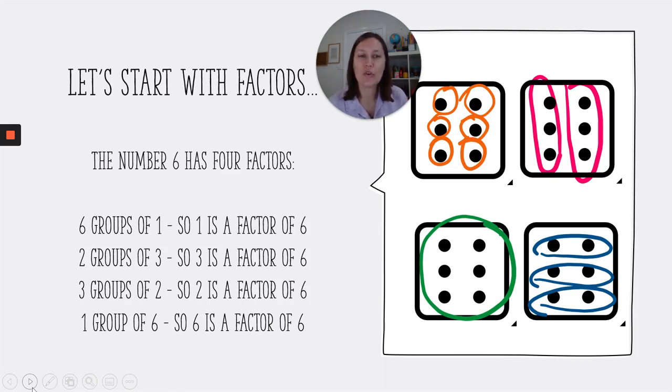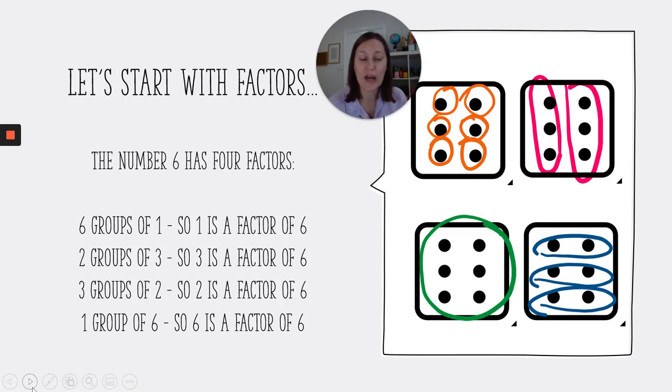Okay, then we're going to look at the one next to the orange circles, the one that has the big pink ovals on it. And you'll see that I have put one of those circles around 3 dots and the other one around another 3 dots. There are no dots left out on the face. All 6 dots are included in 2 groups of 3. So that means that 3 is also a factor of 6 because I can break 6 into groups of 3 and none are left over.